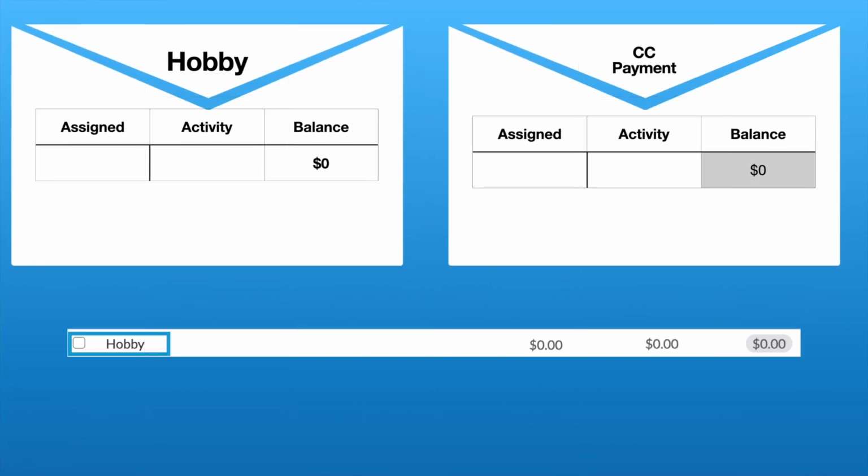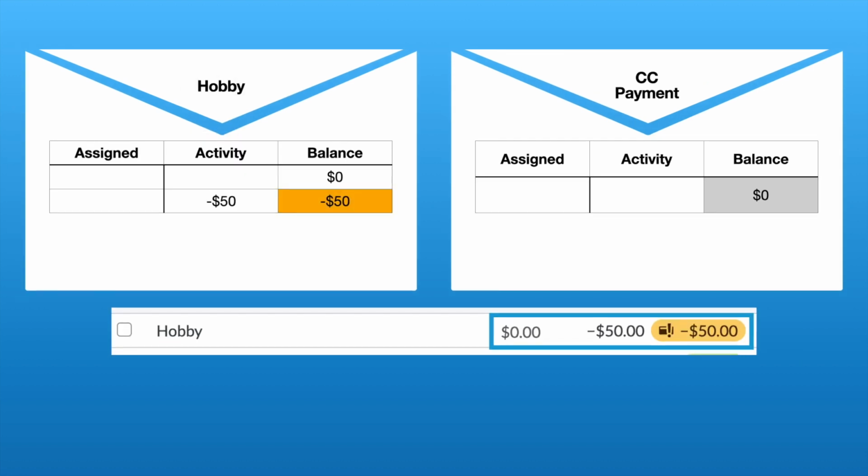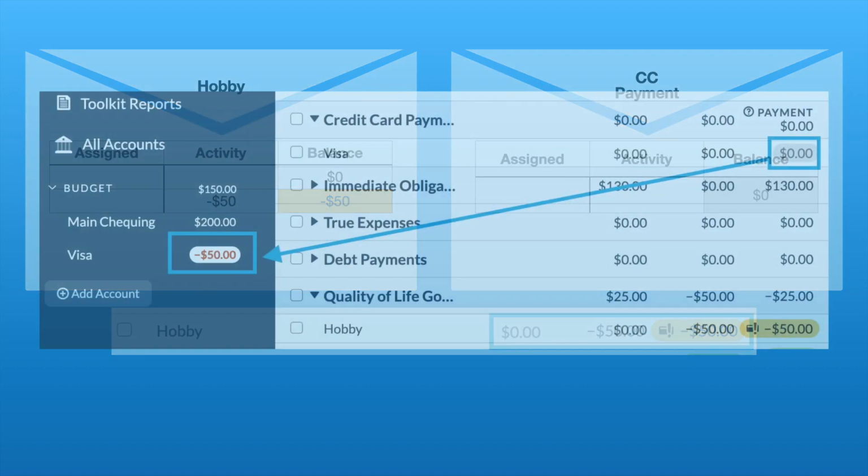In that case, what you see is we have our hobby with no money assigned, and our credit card payment, we don't owe anything at this point. It's sitting there with nothing. So now I record this transaction in my Visa account to say I spent $50 in hobby. So hobby will recognize I spent $50. It turns yellow, and you'll see that the one on the bottom has a little credit card icon with an exclamation mark. That indicates that I have spent credit card money, and I will create new credit card debt unless I cover that spending. The other thing you can see is that nothing moved over to the credit card payment at all because there was nothing to move.